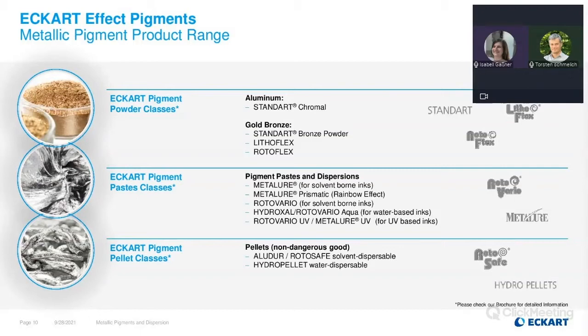Rotovario are solvent-based pastes which are developed for inks with solvent, and they are provided with different kinds of solvent. We have mainly isopropanol and ethyl acetate as main solvents for these pastes. They are available in stabilized versions or plain, just solvent exchange. The main feature here is that we can guarantee minimum residues of mineral spirits, and therefore a big advantage in terms of compliance to the Swiss ordinance and other requirements from the food packaging industry.